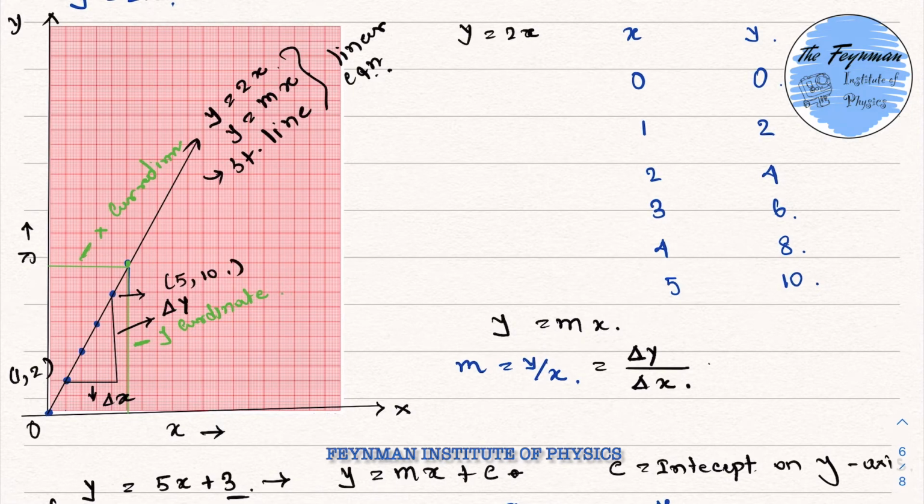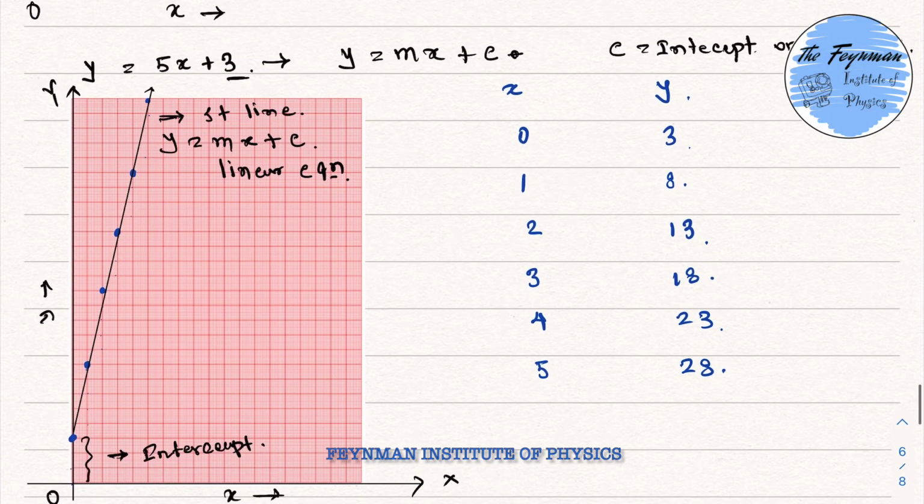So the change of y-axis is from 2 to 10, so that is 8, and the change of x-axis is from 1 to 5, so that is 4. So that is why we will find m to be 1, and that is what we started with. So m is 1.